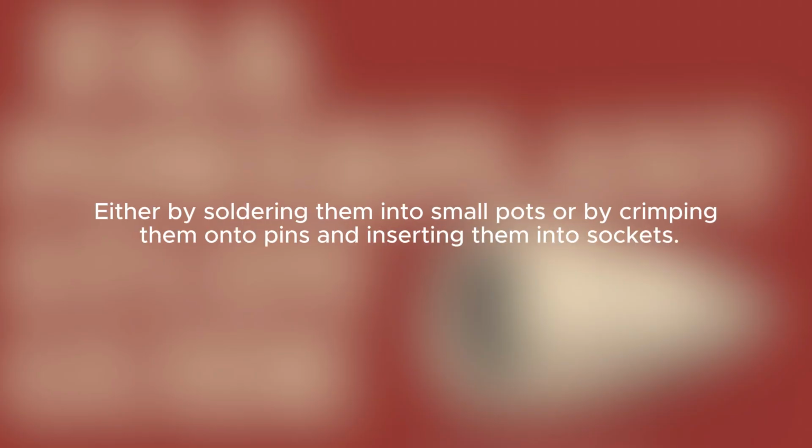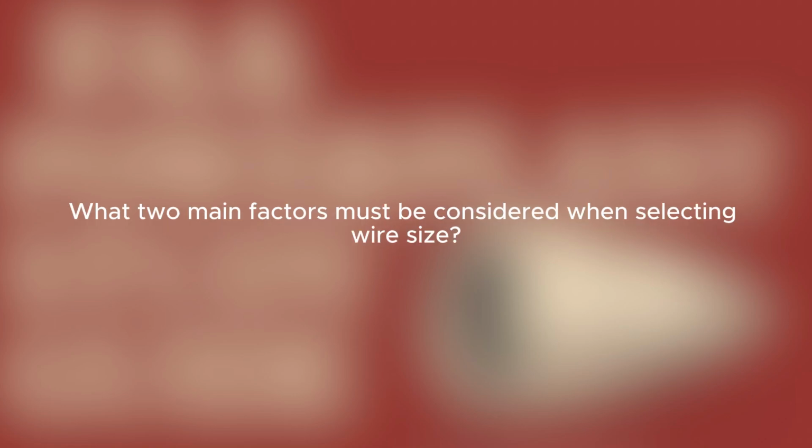How are wires attached to pins in a cannon plug? Either by soldering them into small pots or by crimping them onto pins and inserting them into sockets. Why is stranded wire used instead of solid wire in aircraft? Because it's flexible and can handle vibration without breaking. What two main factors must be considered when selecting wire size? Current carrying capacity and voltage drop.